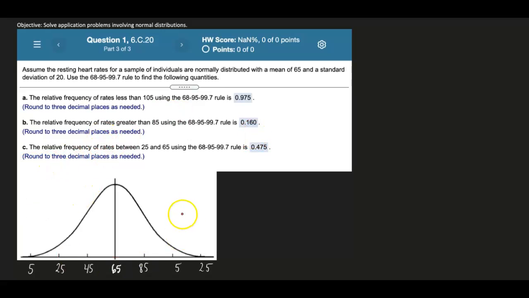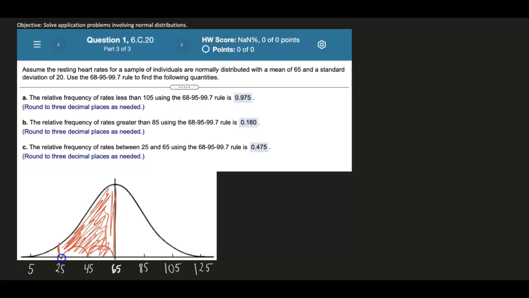All right, so again, I've wiped the slate clean, but I did not change the x-axis because that's related to the same values that we had before. But I do see where I accidentally erased a little bit too much. Let me fix that. Okay, so in part C, we're asked to find the relative frequency of rates between 25 and 65. So just this area between 25 and 65. Again, one of the first things I want to do is see how far I am from the mean in terms of standard deviations.